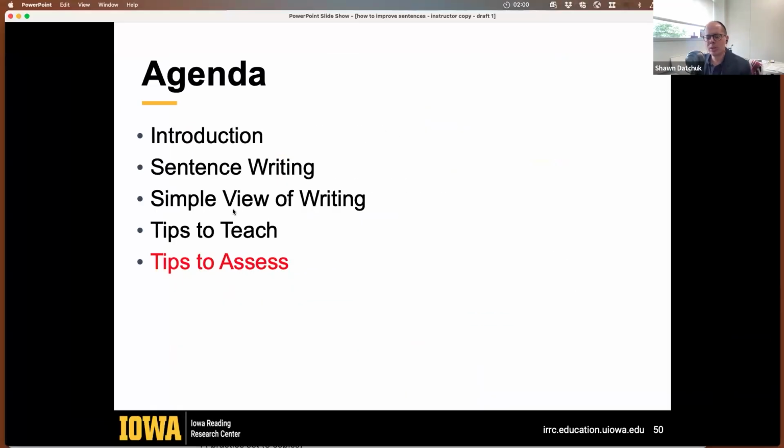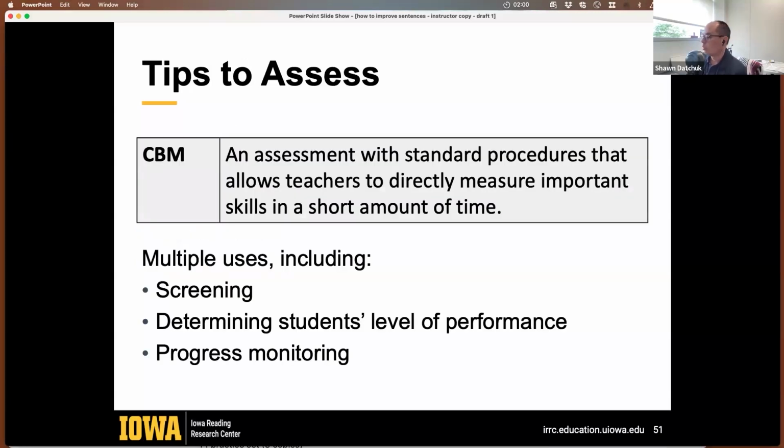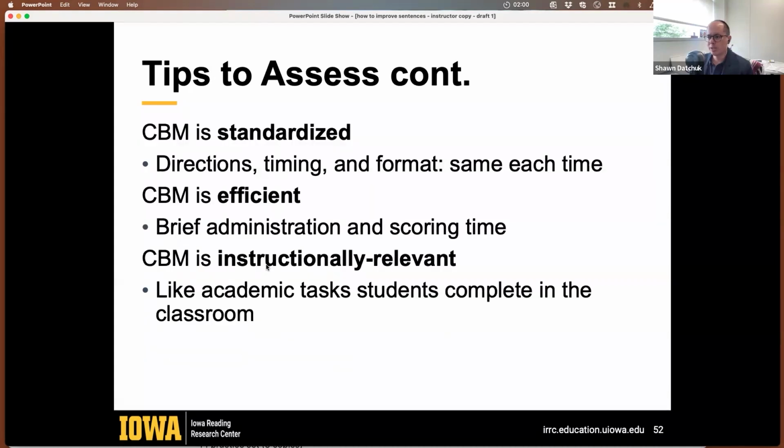Within the next 10 minutes, what we're going to take a look at are different ways you can assess student progress. One of the best ways of doing it would be to use a curriculum-based measurement task, or CBM. These are typically used for screening, determining students' present level of performance, or progress monitoring.